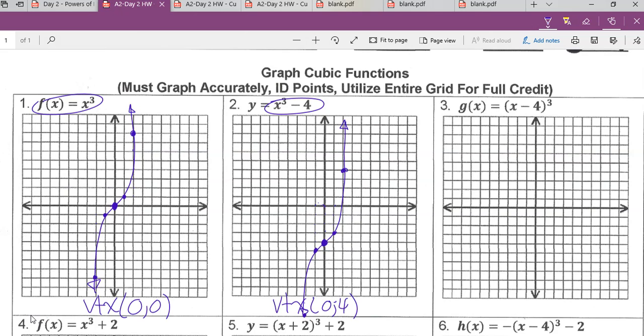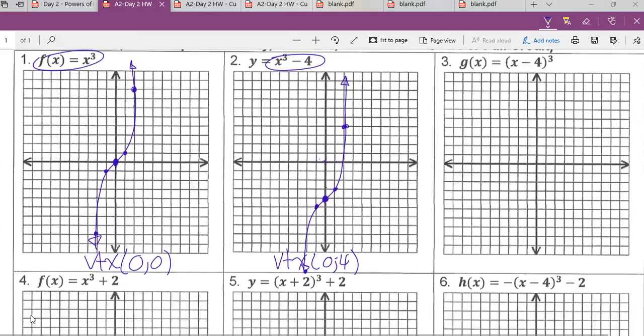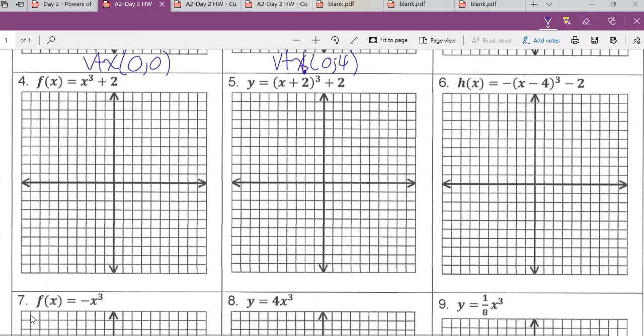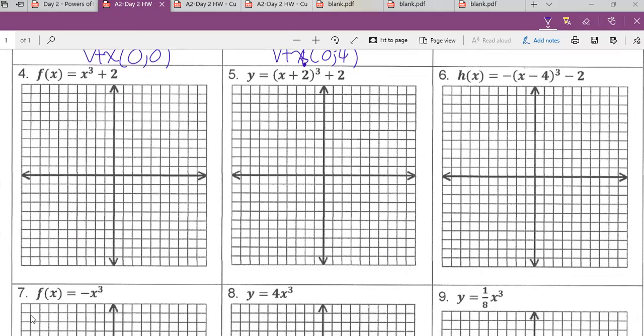Cool. So these first two examples that I did for you, numbers 1 and number 2, had vertexes that were either at the origin or just a square or two away from the origin. Now let's practice one of the more complicated ones you're going to see, and we'll do that with number 5. So number 5 says y equals x plus 2 to the third power plus 2. So I can already identify at least two transformations. The plus 2 inside makes a move left or right, and the plus 2 outside is going to make a move up or down.